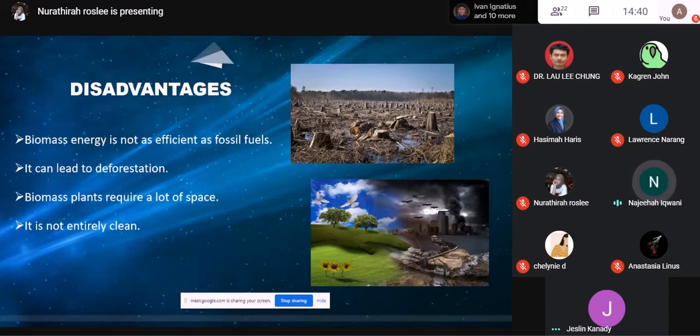I do have a question. In this slide, the disadvantages, biomass plants require a lot of space. Why do biomass plants require a lot of space, in detail? Could you explain?